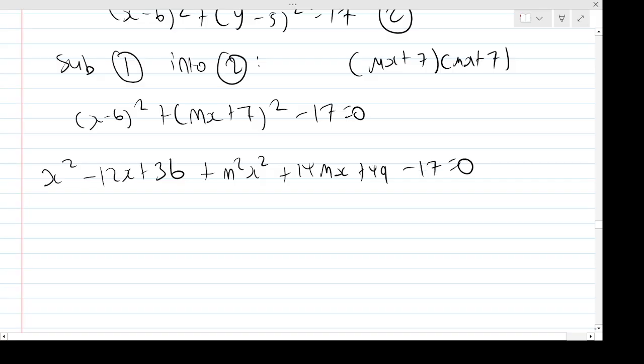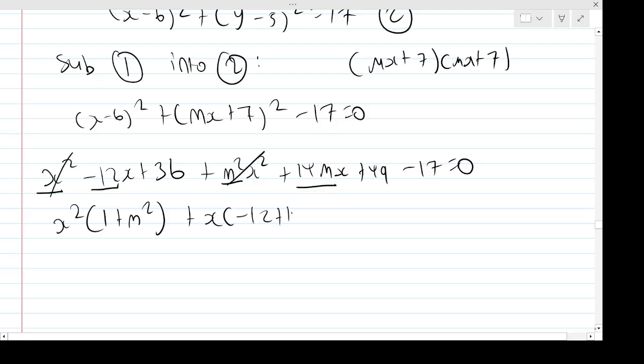equals 0. Then I'm going to do the same sort of thing of collecting the x squared terms. I have 2 x squared terms: an x squared of 1 and then an m squared. So that'd be 1 add m squared, x squared. Then I'll collect the x terms, so I can cancel those out. Then I've got minus 12x plus 14mx, that's minus 12 plus 14m. Then I can add the numbers, so 36 add 49, take away 17, that gets me plus 68 equals 0.